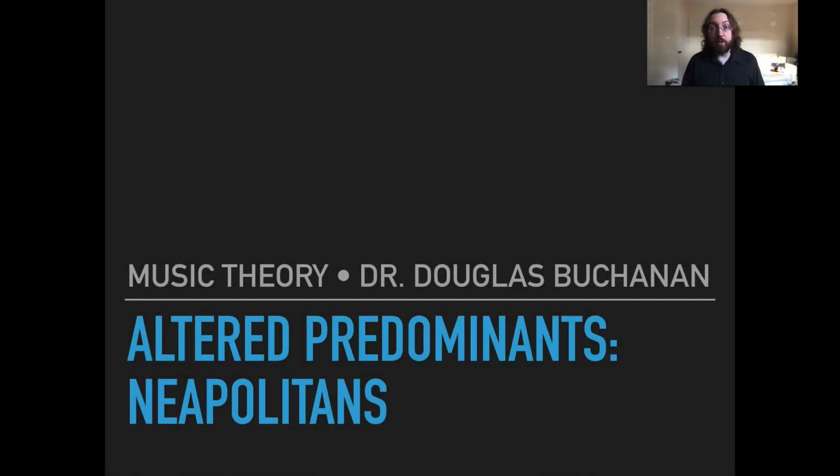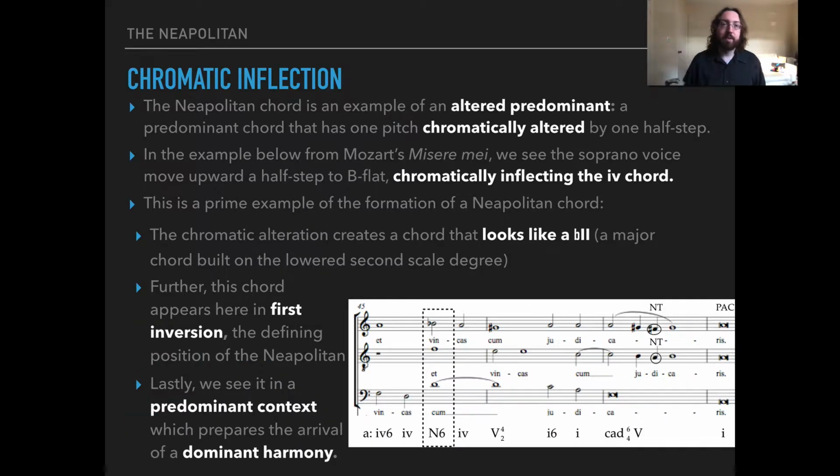In a recent video, we looked at altered predominance in the form of mode mixture. We continue our study of altered predominance by looking at the Neapolitan chord. The Neapolitan chord is an example of an altered predominant. In other words, a predominant chord, like iv or ii°, that has one pitch chromatically altered by one half step.